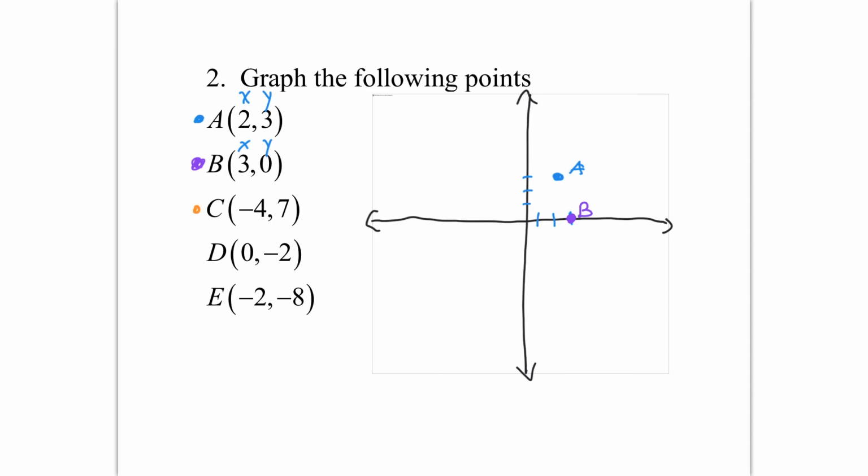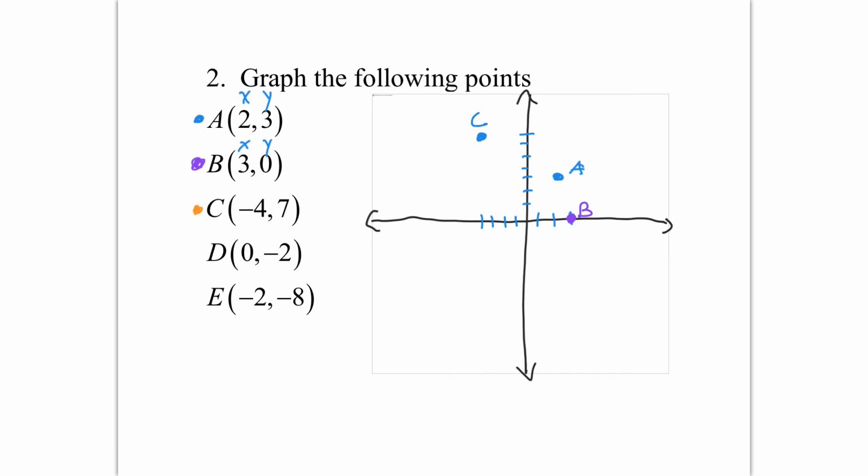Now point C. Point C is negative 4 and 7. So I need to go to the left. From the origin, I always start from the origin. 1, 2, 3, 4. And I'm going to turn up because the Y is positive. 1, 2, 3, 4, 5, 6, 7. So right here is your point C.